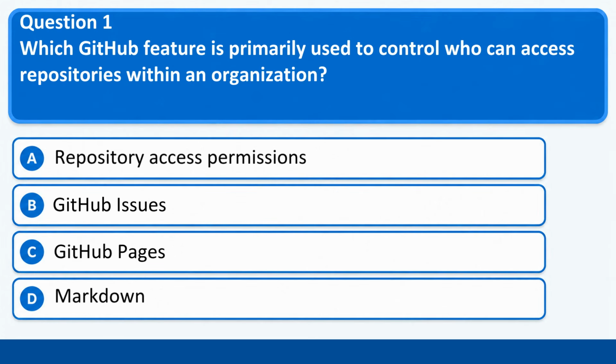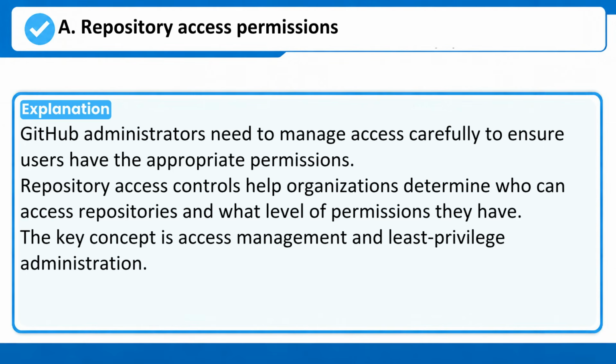Question 1. Which GitHub feature is primarily used to control who can access repositories within an organization? A. Repository access permissions. B. GitHub issues. C. GitHub Pages. D. Markdown. Correct answer: A.